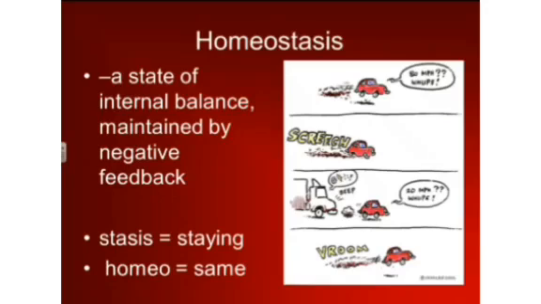Homeostasis. Homeostasis is a state of internal balance maintained by negative feedback. Let's break down the word. Stasis means staying, and homeo means the same, so staying the same. You want your body to stay in a homeostasis state, because if it's staying in that state, that means everything's working well and functioning. If things get off, then you get out of the homeostasis state.